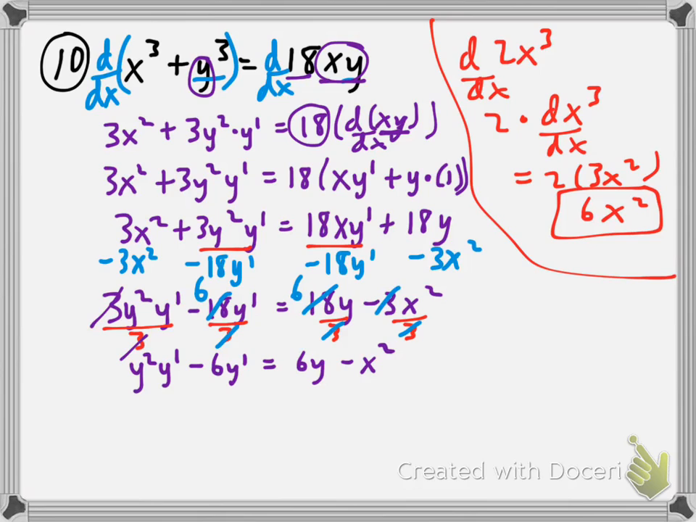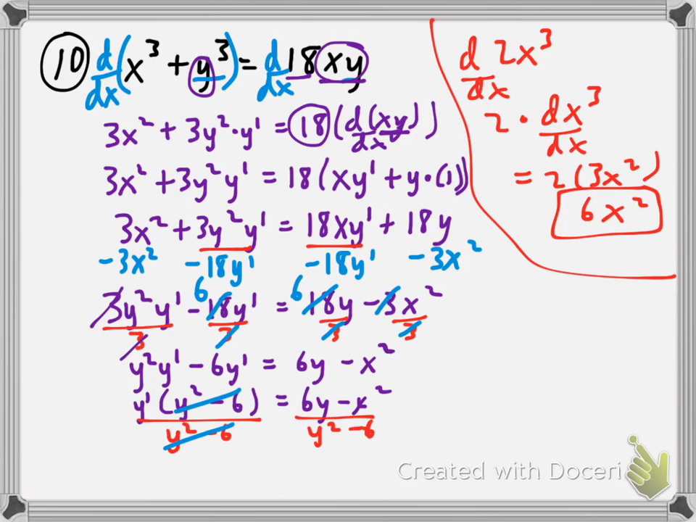So the third step is always just to go ahead and factor out that y prime, because that's what we're solving for. And when we factor out the y prime, we can see we have a y squared minus 6. And if we divide both sides by y squared minus 6, we end up getting y prime by itself, which is our ultimate goal. Canceling those, putting a box around what's left, and that's our y prime. Y prime equals that stuff.